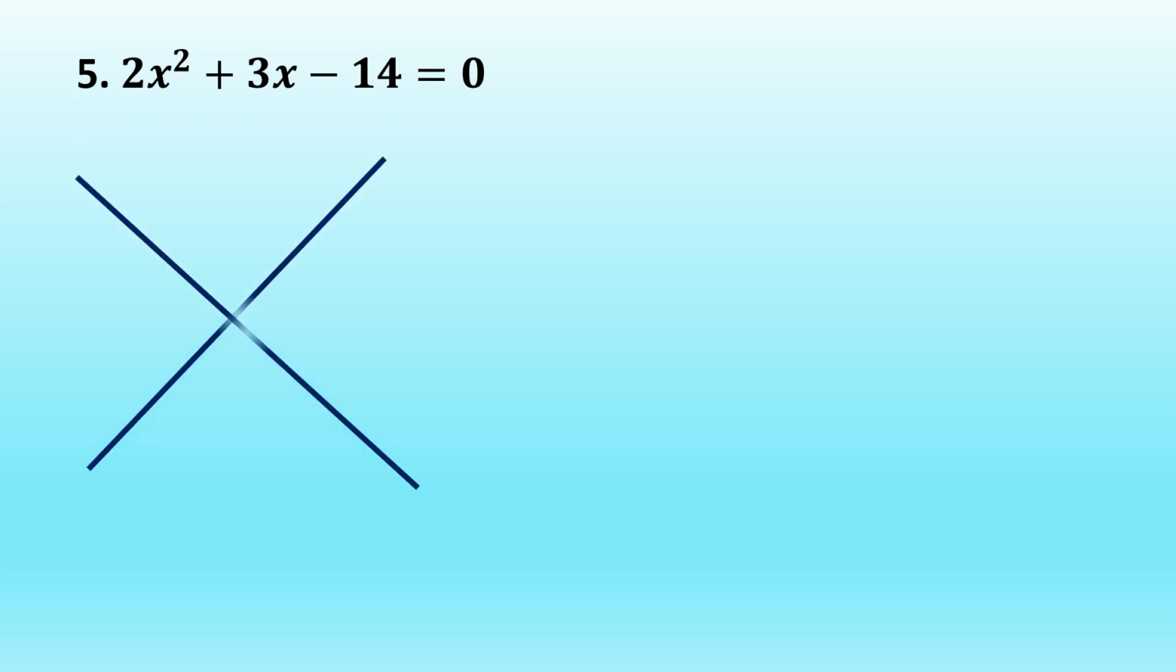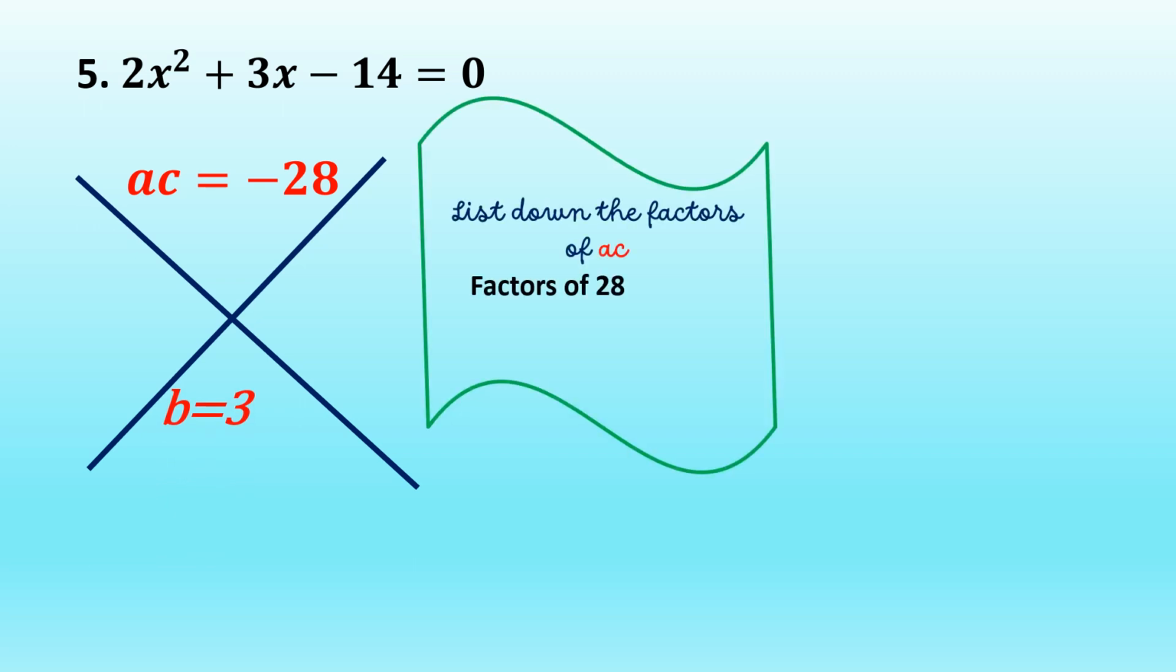Our last example is 2x squared plus 3x minus 14 equal to 0. The product of 2 and negative 14 is negative 28. Take note that our b is positive 3. The factors of 28 are 1 and 28, 2 and 14, and 4 and 7. Which pair of factors would have a sum of positive 3? So we have 4 and 7.